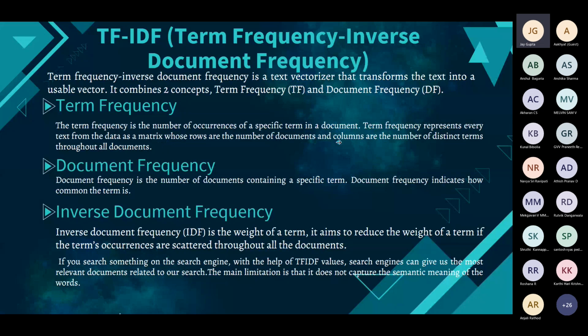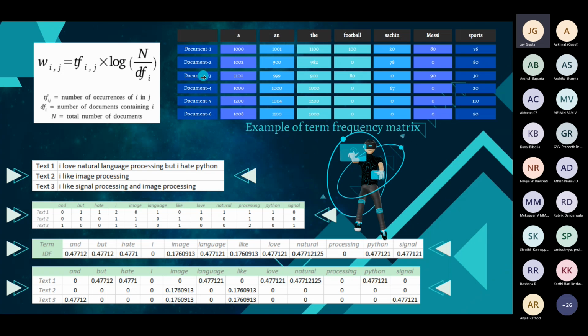Term frequency represents the text data as a matrix whose rows are the number of documents and columns are the number of distinct terms. See this: we have 6 documents and, for example, 7 words. This is the term frequency matrix. For example, sports occurs 76 times in document 1, 80 times in document 2, 100 times in document 3, and so on. That is the term frequency matrix.